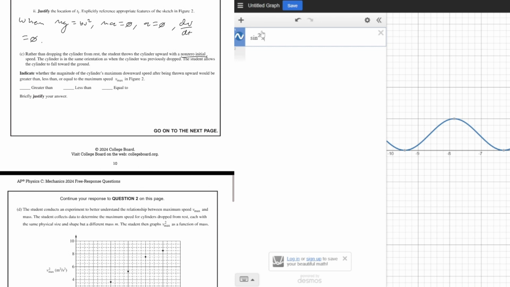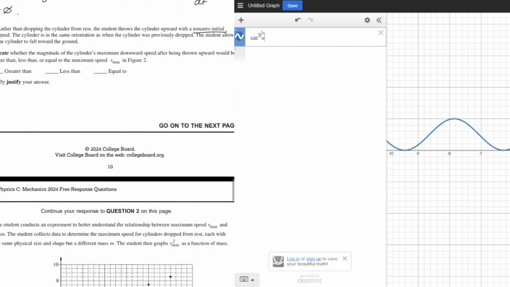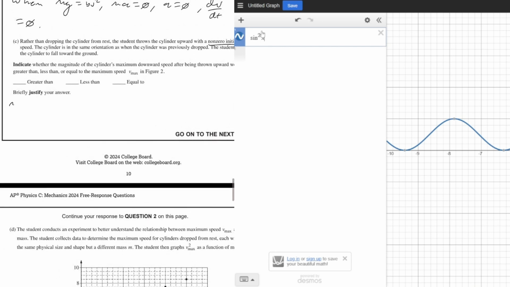Okay. Indicate whether the magnitude of the cylinder's maximum downward speed after being thrown upward is greater than, less than, or equal to the maximum speed v max in figure 2. So v max, let's just solve for this. I'm going to do my work here. So mg minus b v squared, when v is v max, is going to equal 0, because when v is max, there's no acceleration. So mg divided by b equals v max squared, right? So I'm going to immediately click equal to.